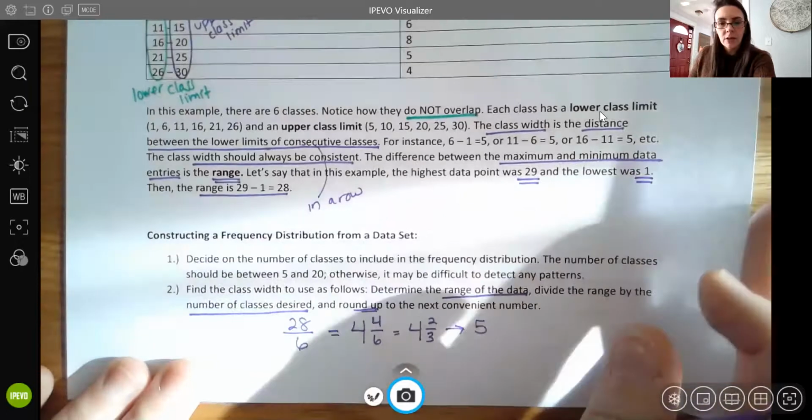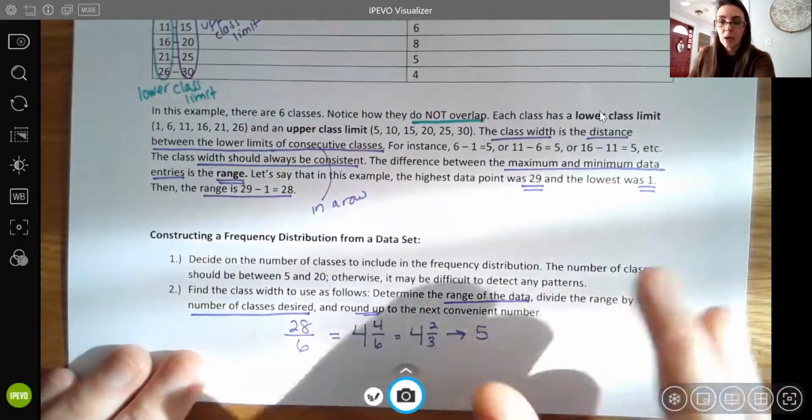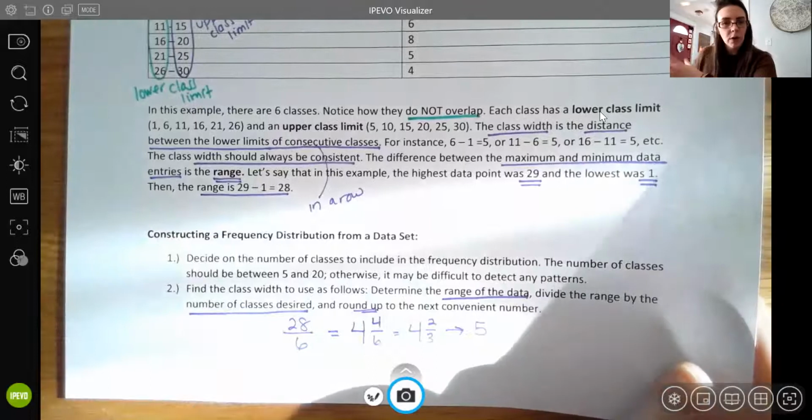But there is a little trial and error. So if you try 5 and you're like, oh, I don't really like how that works out, then you can always switch it up, try 4, try 6 instead.